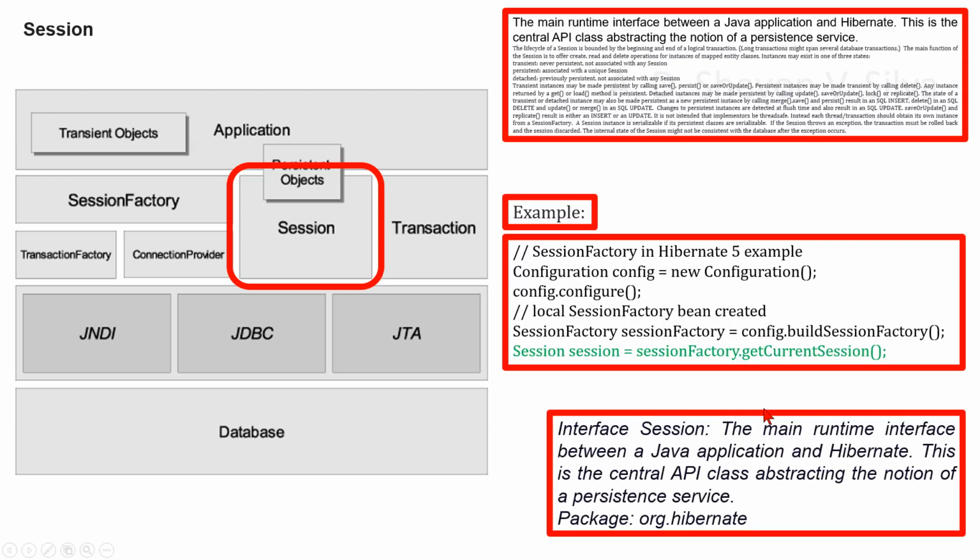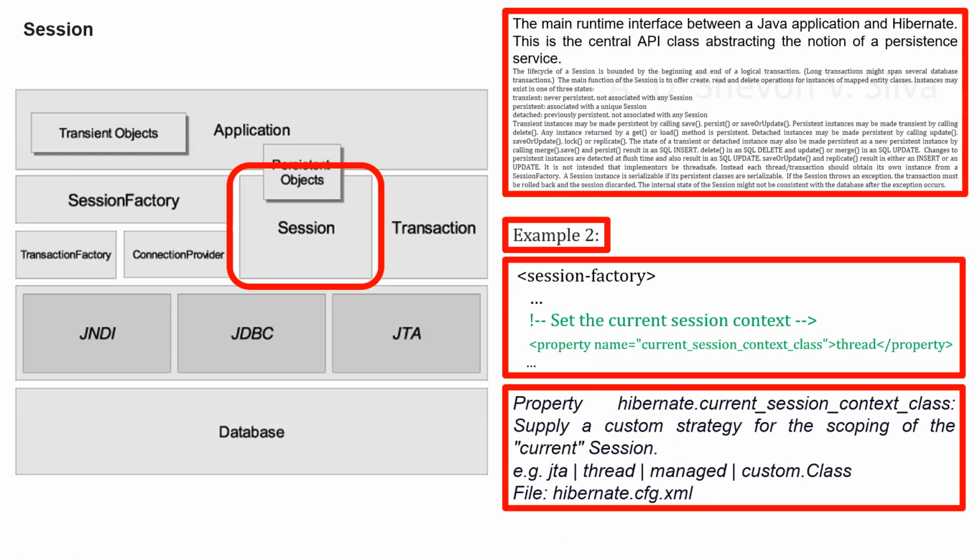We can consider this code segment as an example. SessionFactory in the Hibernate 5 example here, and a local SessionFactory bean is created here, and here you can see the interface Session. The main runtime interface between a Java application and Hibernate. This is the central API class abstracting the notion of a persistence service, and this is in the org.hibernate package.